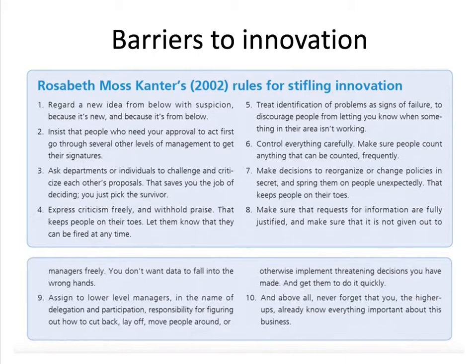Rosabeth Moss Kanter, a very influential management guru, says that there's almost like a set of rules for stifling innovation, that if you wanted to have an organisation which doesn't pursue innovations, doesn't look to innovate, you would do these kinds of things. For example, regard any new idea from below with suspicion because it's new and because it's from below. So in other words, if it doesn't come from top senior management, you think, well, it can't be a good idea because people don't know what they're doing.